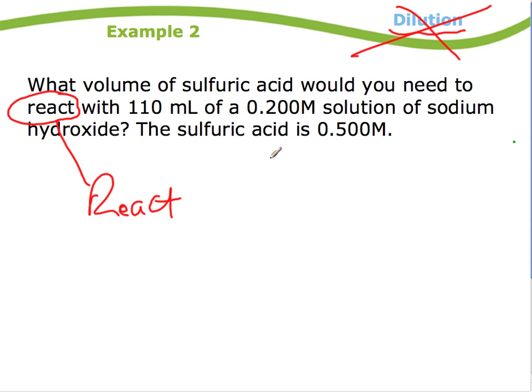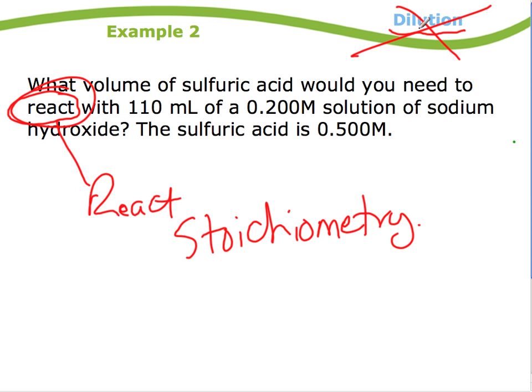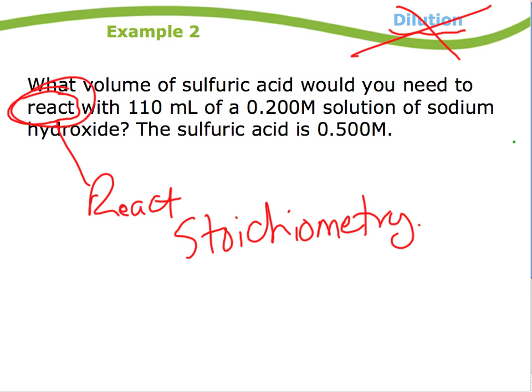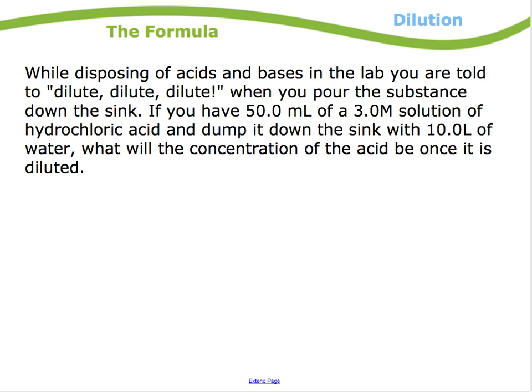Perhaps if it was a one-to-one relationship, I might fluke out and use the dilution formula and get it right. But if it's not a one-to-one relationship, it's not going to work. If it says react, I'm on the bit to do stoichiometry. I can't use the dilution formula for that. Not a dilution question. Let's try another one.